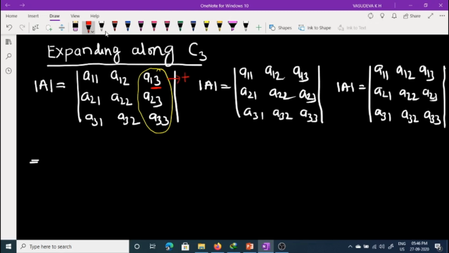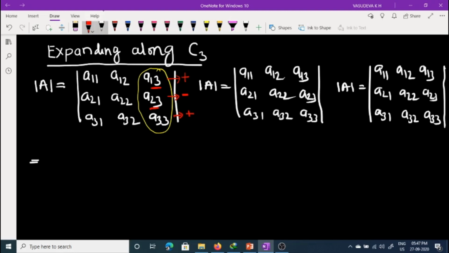When we saw expanding along row 1 and row 2 earlier, the sign was very important there. Here a23 has suffix 2, 3, 2 plus 3 is 5, so we are getting a minus sign. 3 plus 3 is an even number, so we are getting a plus sign. Using these signs, now let us write the results directly.